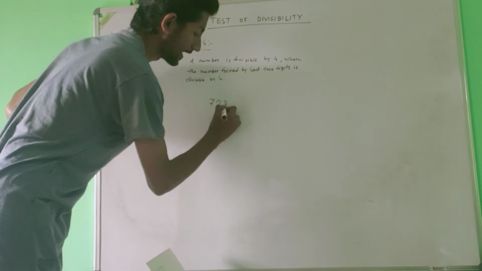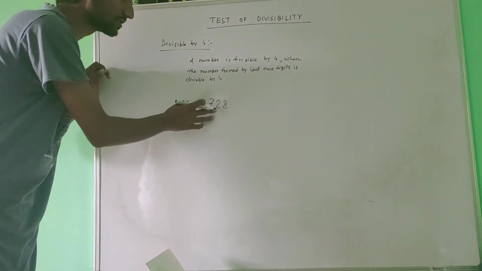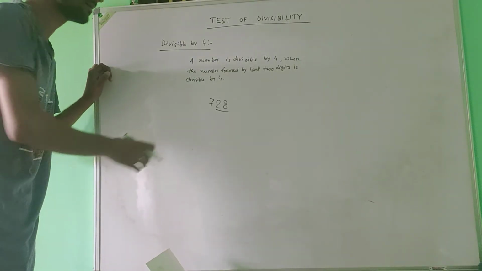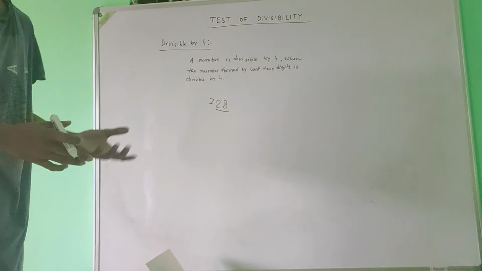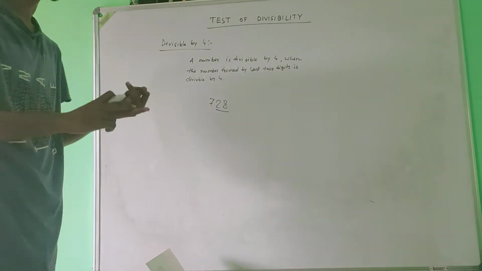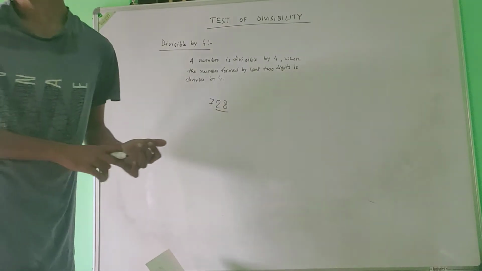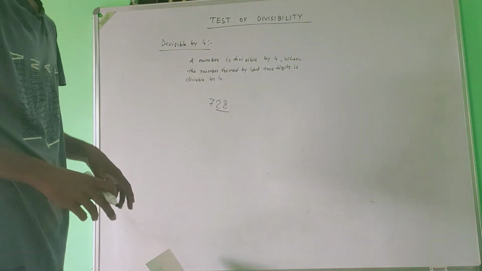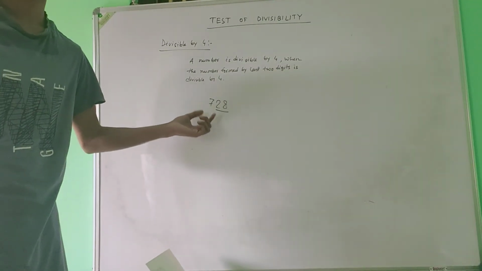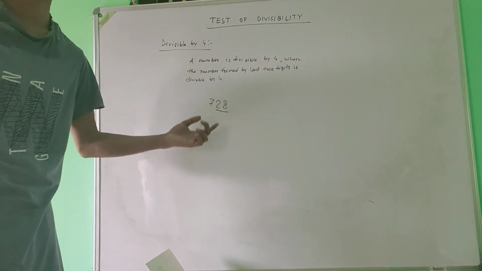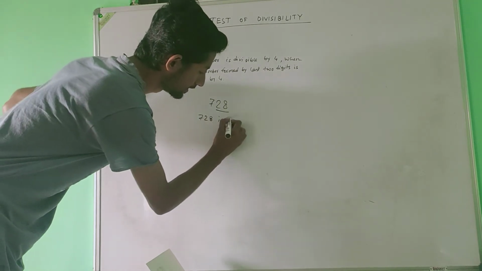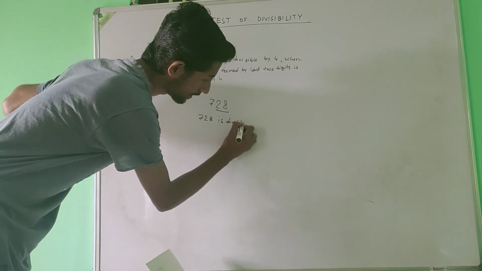Suppose you have the same number, 728. The last two digits are 28. The number formed by the last two digits is 28, and now we check whether 28 is divisible by 4. 4 ones are 4, 4 twos are 8, 4 threes are 12, 4 fours are 16, 4 fives are 20, 4 sixes are 24, 4 sevens are 28. So we can say 728 is divisible by 4.